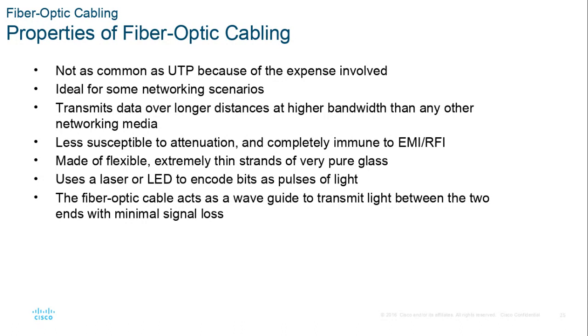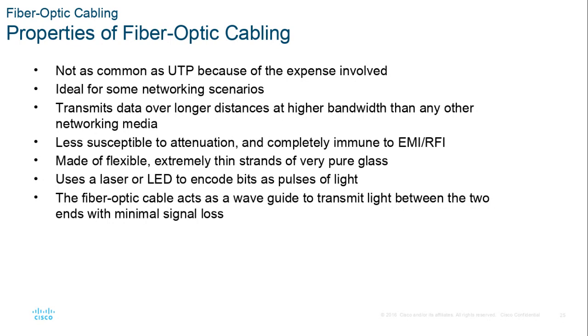So fiber optic cabling goes much longer distances and much higher bandwidth. It's much less attenuation because the pulses of light can go miles if we use the right type of cable. Completely immune to electromagnetic interference and radio frequency interference and crosstalk because there's no electricity. It's pulses of light. No worries about ground faults or other electrical faults like we have with copper cable. So instead of being made with little tiny strands of copper, it's made with tiny strands of glass.